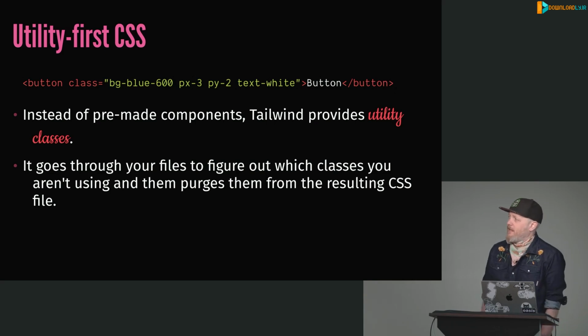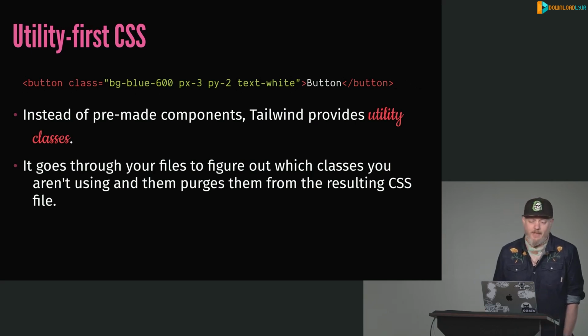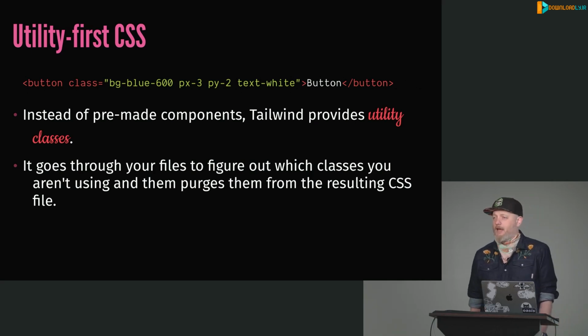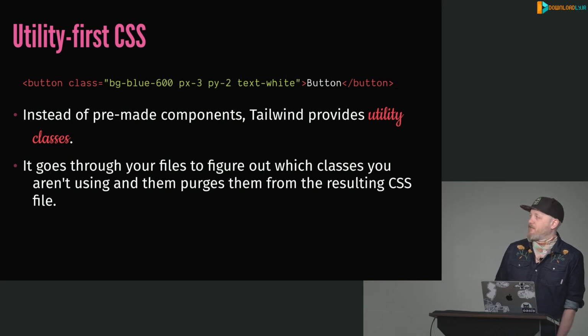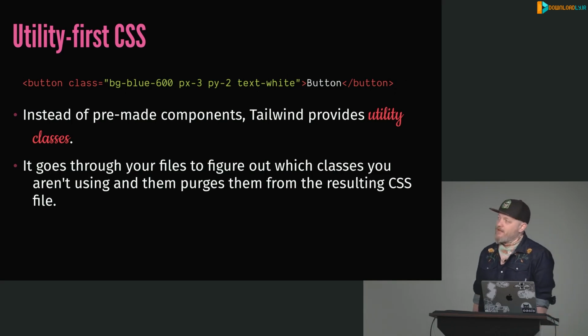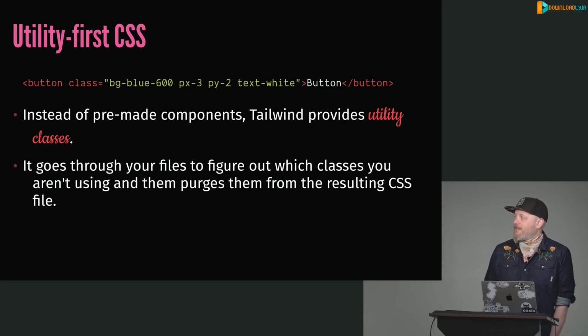So to no one's surprise, even though we cannot see this button on this slide, we can imagine in our mind's eye that it probably has a blue background. The text is most likely white. It might even have a horizontal padding of 3. We'll talk about what 3 is in a moment. And a vertical padding of 2, right? X and Y axes there. And we stack these together, right?